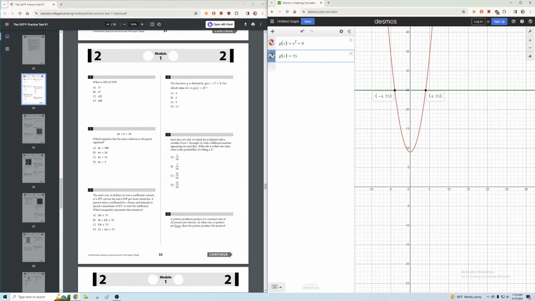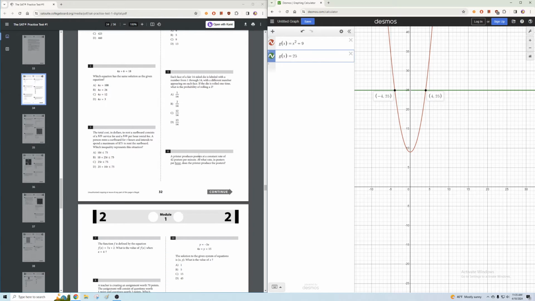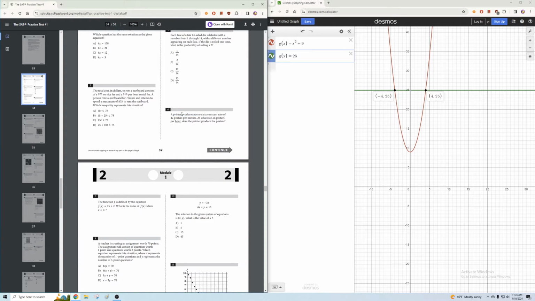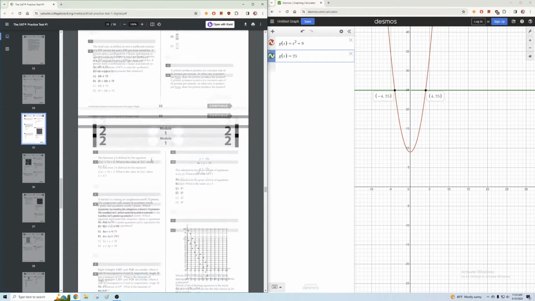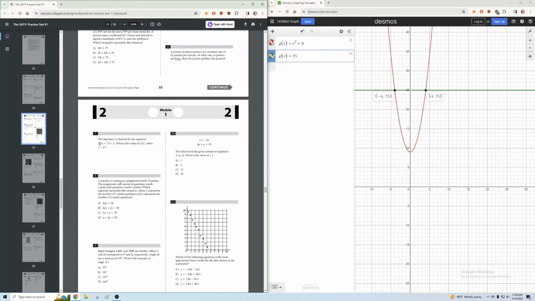5 is a probability-based question. I would not use Desmos here. 6 is more of a wordy problem. Wouldn't use Desmos in this situation. This one looks like a function. So you have some f of x.